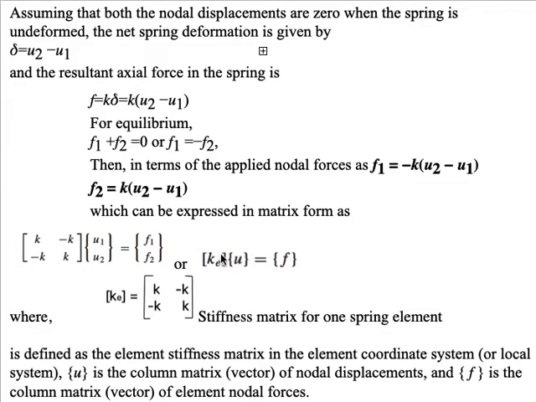Clear? Or you can say Ke times U equals F, where Ke is nothing but this matrix, K, minus K, and minus K, K, the stiffness matrix for the one spring element. It is defined as the element stiffness matrix in the element coordinate system or local system, where U is the column matrix or vector of the nodal displacements, and F is the column matrix or vector of the nodal element forces.